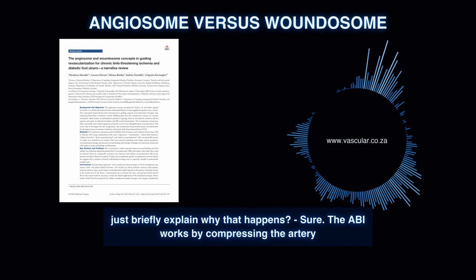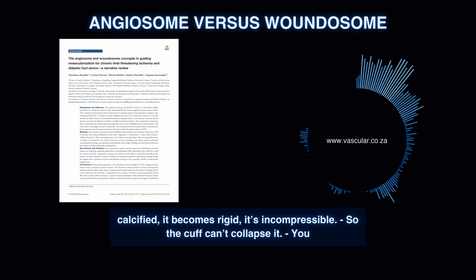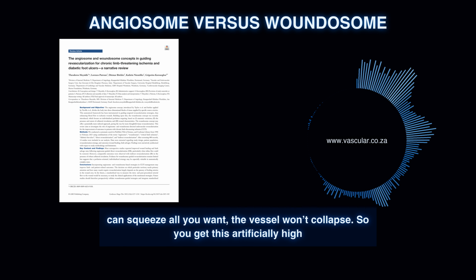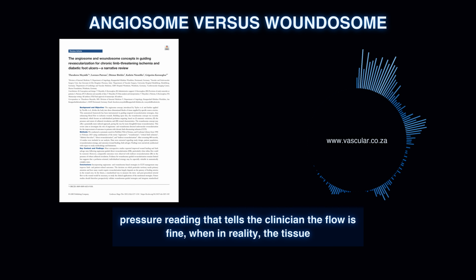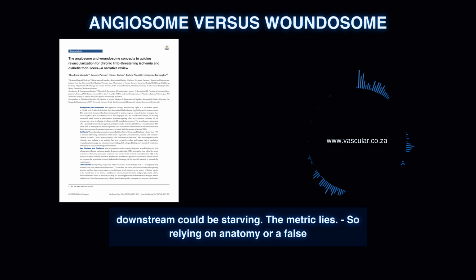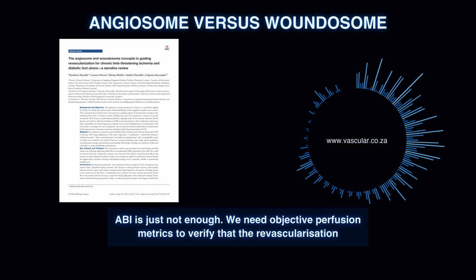Sure. The ABI works by compressing the artery in the ankle to get a pressure reading. But when the artery wall is heavily calcified, it becomes rigid. It's incompressible. So the cuff can't collapse it. You can squeeze all you want, the vessel won't collapse. Right. So you get this artificially high-pressure reading that tells the clinician the flow is fine, when in reality, the tissue downstream could be starving. The metric lies. So relying on anatomy or a false ABI is just not enough.